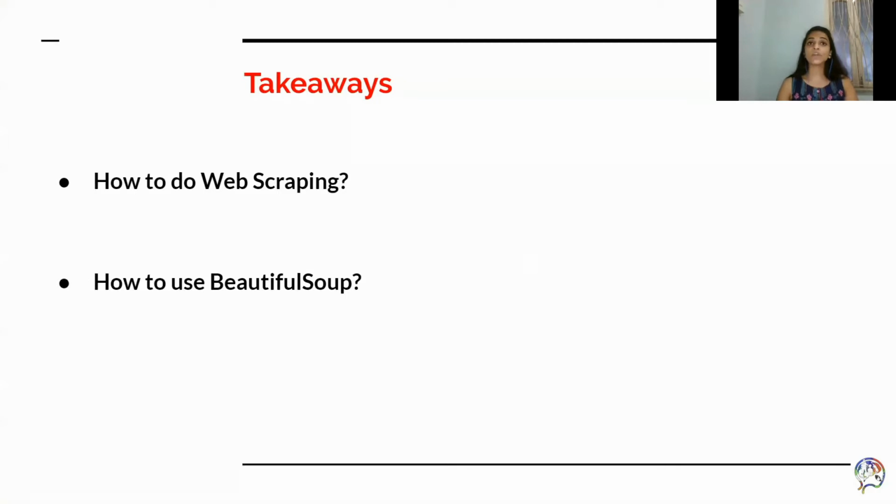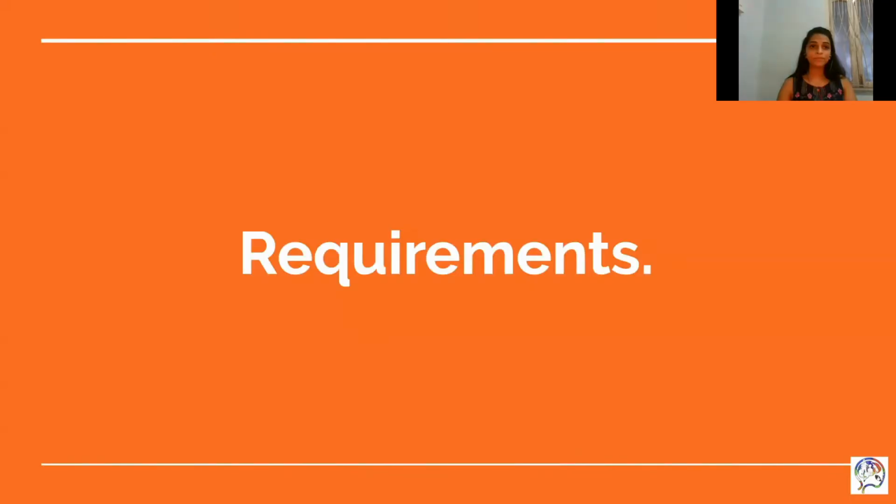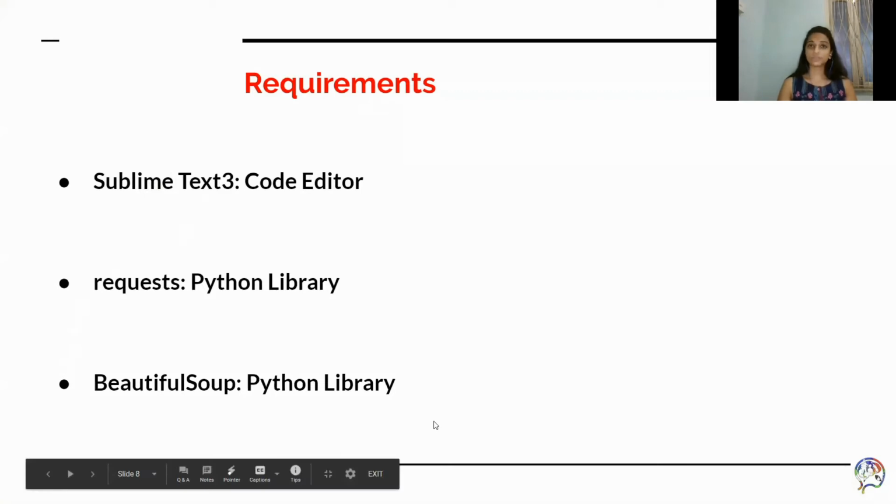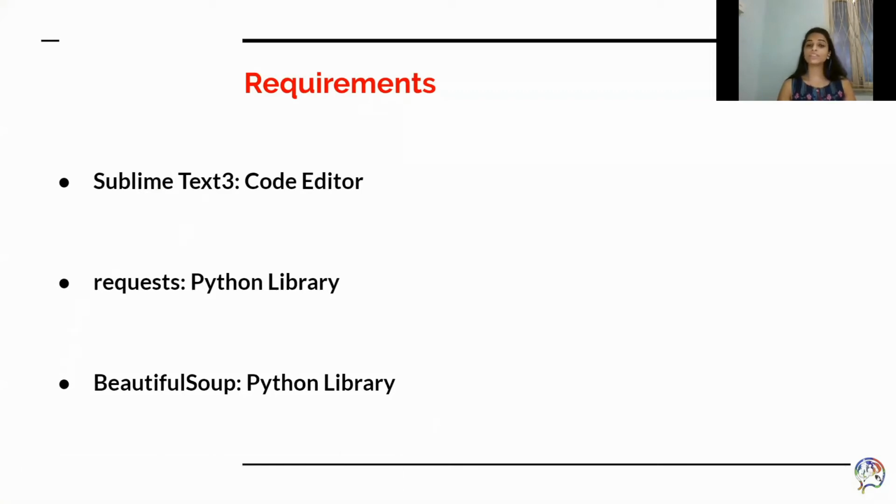Let's see what requirements we'll need for this project. The first thing is a code editor. Right now I'm going to use Sublime Text 3, but you can use any other code editor if you want. The next thing is requests, which is a Python library. Using it, you can request the source code of any page of any website, and it returns the HTML or XML source code. Next is the library Beautiful Soup. As I've already told you, this is the library I'll use to web scrape the website.